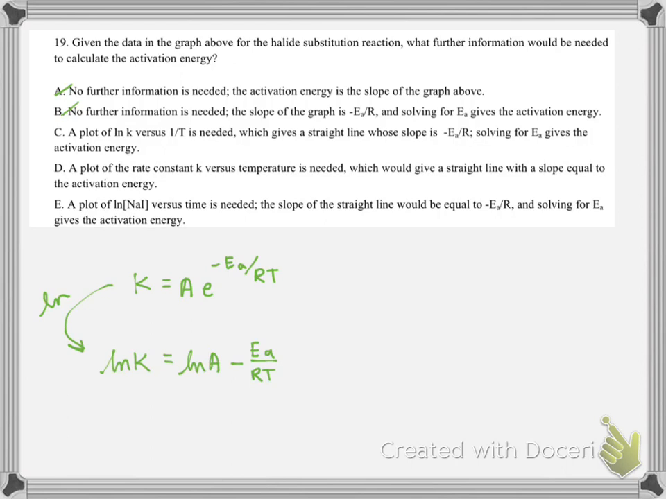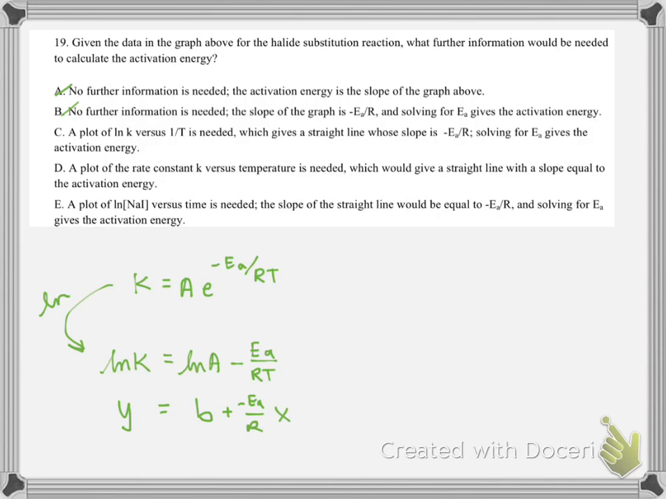C says a plot of ln k versus 1 over temperature is needed, which gives a straight line whose slope is negative Ea over R. Okay, so answer choice C seems promising because we could make a graph where this is the y, and we can make 1 over T the x, and so the slope then would be negative Ea over R. R is just a constant, so then we could figure out activation energy.